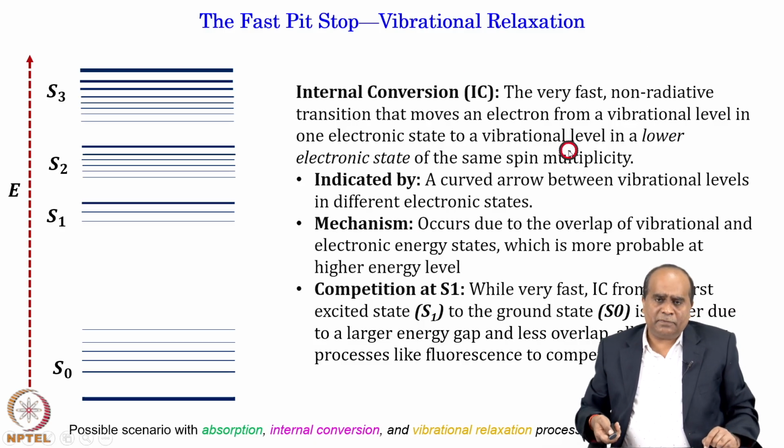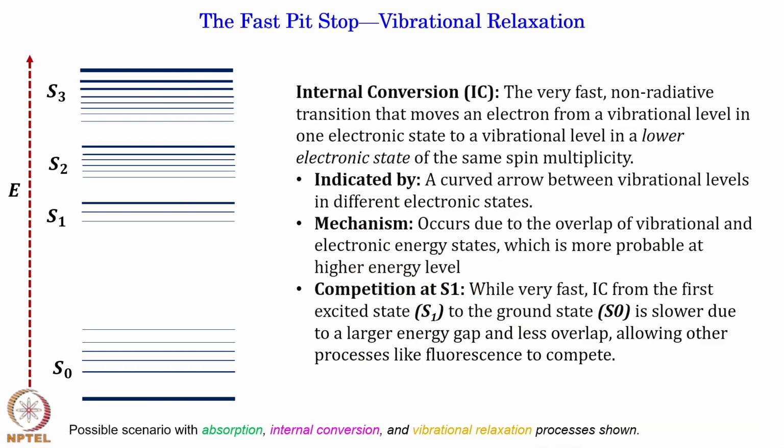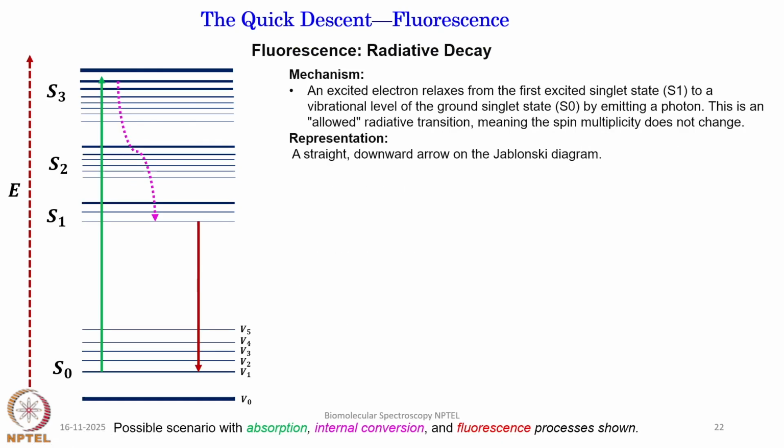The mechanism occurs due to overlap of vibrational and electronic states, which is most probable at the higher energy states. If you look here, the gap is diminishing, and that is how easily they can come down. And there is a competition at S1: while internal conversion is very fast, from the first excited state to the S0 state it is slower because of the larger gap. So, from here to here can be very fast, but coming from S1 to S0 will be slower because the energy gap is larger, right.